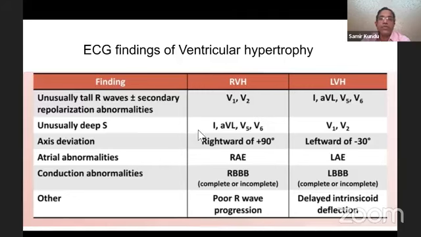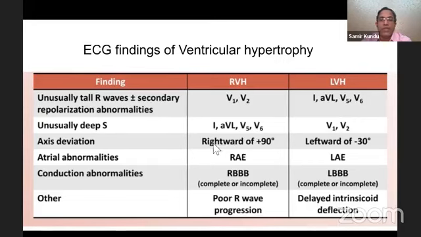So, summary of the ventricular hypertrophy: right ventricular hypertrophy and left ventricular hypertrophy. If you find the tall R wave in case of right ventricular hypertrophy, with secondary ST-T changes, it is in the leads V1 and V2. And in case of left ventricular hypertrophy, it is the left-sided leads, such as lead 1, aVL and V5, V6. That's opposite for the S waves. The usually deep S wave in right ventricular hypertrophy is found in lead 1, aVL, V5, V6. And in case of left ventricular hypertrophy, it is found in V1 and V2.